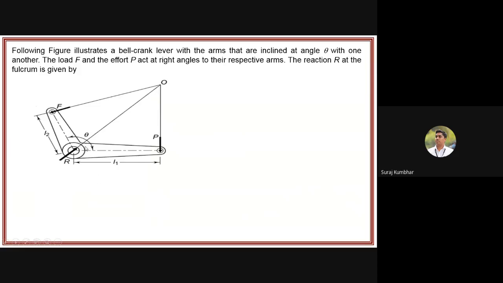So how do we find the reaction R at the fulcrum? According to the parallelogram law, R is equal to the square root of F square plus P square minus 2 into F into P into cos theta. In such cases you have to use this formula. In the earlier cases, first order and second order, we can directly find the reaction and forces. But here you need to apply the parallelogram law, R equals square root of F square plus P square minus 2FP cos theta.